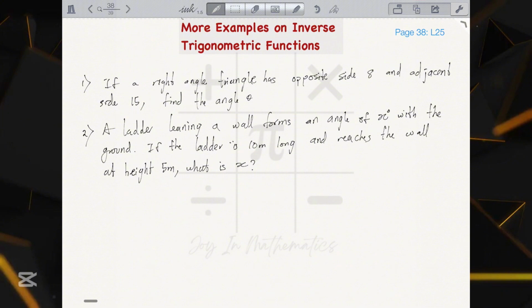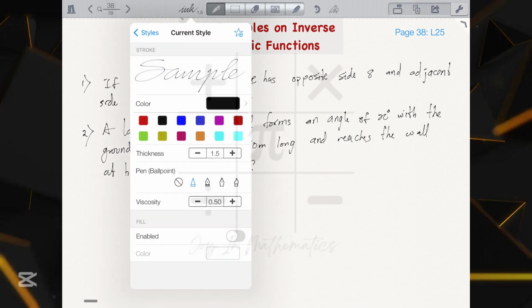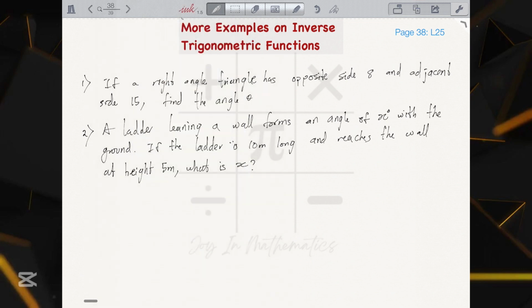Okay, now the first question says, if a right angle triangle has opposite side x and adjacent side 15, find the angle theta. The second question says, a ladder leaning on a wall forms an angle of x degrees with the ground. If the ladder is 10 meters long and reaches the wall at height 5 meters, what is x? Okay, this is interesting. But before we proceed, let's remind ourselves of the basics that we will need.